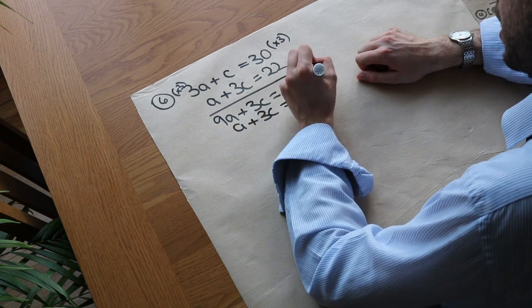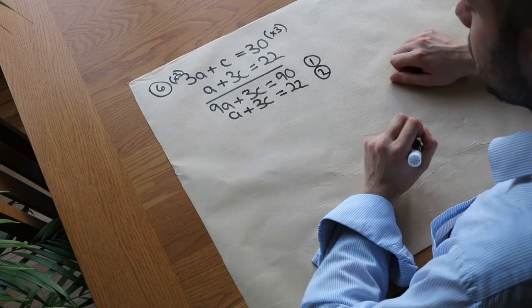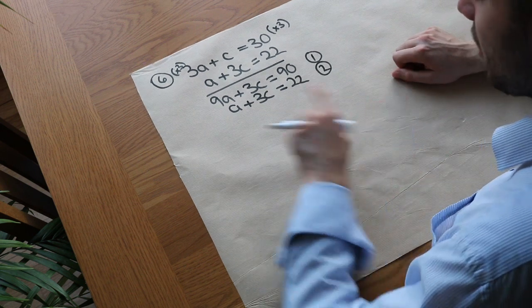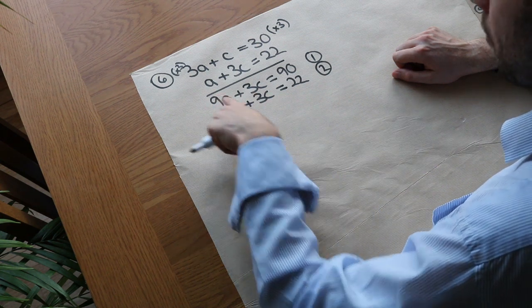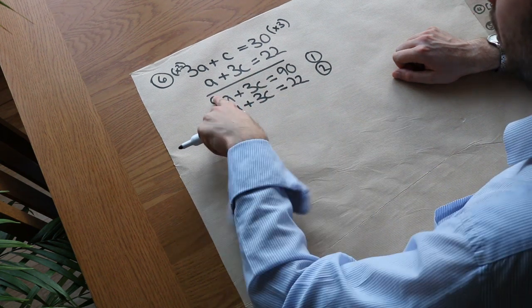And then we decide, do we add or do we subtract the two equations? We're going to subtract, because 3C minus 3C would cancel. And we're going to do 1 minus 2, because then we have 9A minus A. 9A is bigger than A.